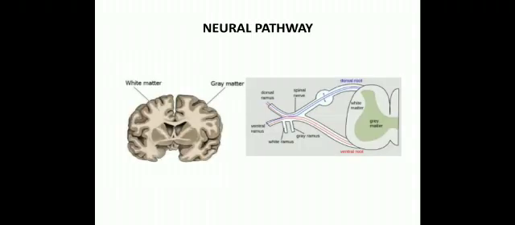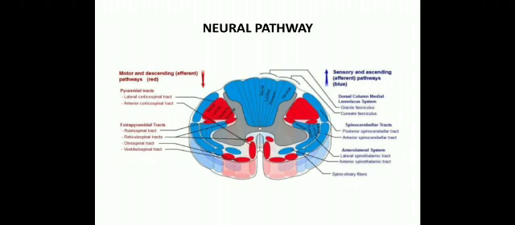So, the neural pathway may be a sensory pathway or a motor pathway. In the sensory pathway, the impulses are carried from the periphery and transmitted to the brain, whereas in the motor pathway, they go from the brain to the periphery. So, we have the motor, or descending, or efferent pathways, depicted here in red color, and the sensory, or ascending, or afferent pathways, depicted here in blue color.